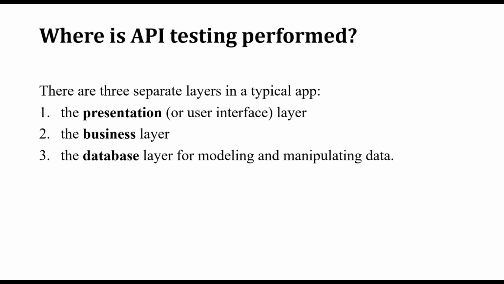Where is API testing performed? There are 3 separate layers in a typical app: presentation layer, business layer, database layer. So you are already aware of it. Presentation layer, which is the graphical user interface, that's what we see inside Amazon or the MakeMyTrip application. Business layer, no one knows. Business layer means only the developer will know.